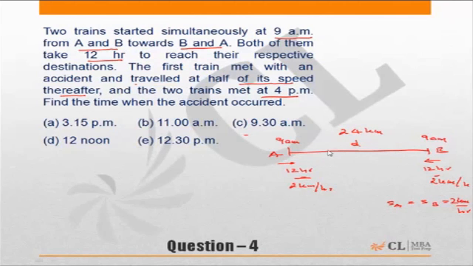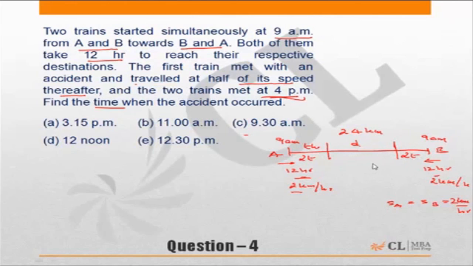Then the question says the accident occurred somewhere and the trains met at 4 pm. We need to find out when the accident occurred. Let me assume the accident occurred t hours after start. Now since the speeds of the trains are 2 kilometers per hour, when the accident occurred, the first train has covered a distance of 2t and the second train has also covered a distance of 2t.